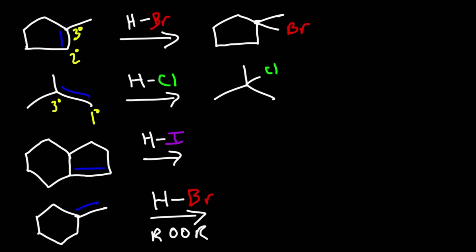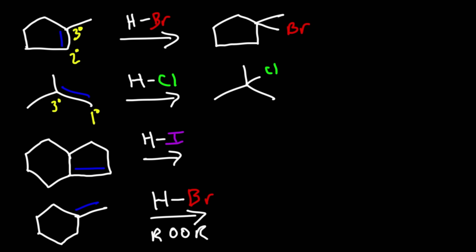Now, this carbon atom here is not chiral because this side is equivalent to that side. For this carbon atom, it's not chiral either because we have 3 identical methyl groups. So we don't need to show stereochemistry for the products of the first 2 examples.